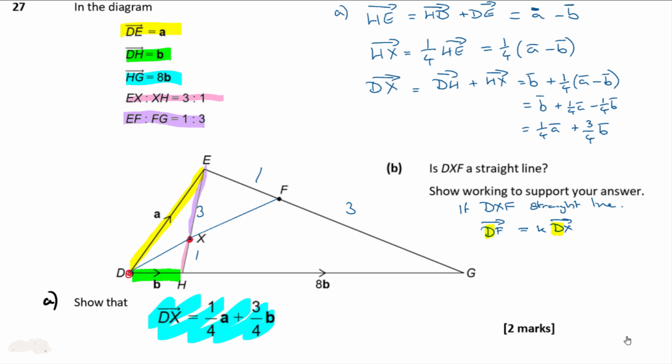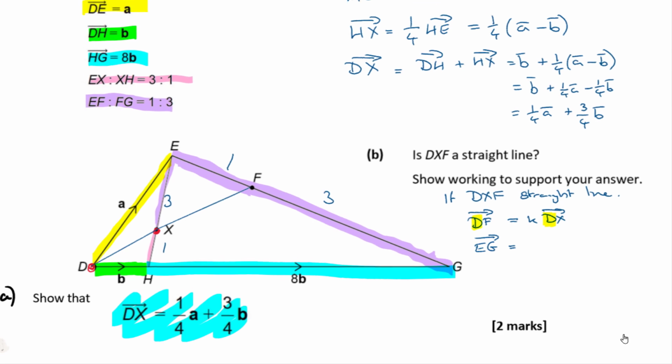Now, to find DF, presumably we are going to go from D to E along the yellow route, and then from E to F down here. I don't know that yet, but I can probably find EG using ED, then DH, and then HG. So I need to find EG, so then I can find EF, and therefore I can find DF. That's the plan. Sounds like a great plan to me. So we need to find EG first.